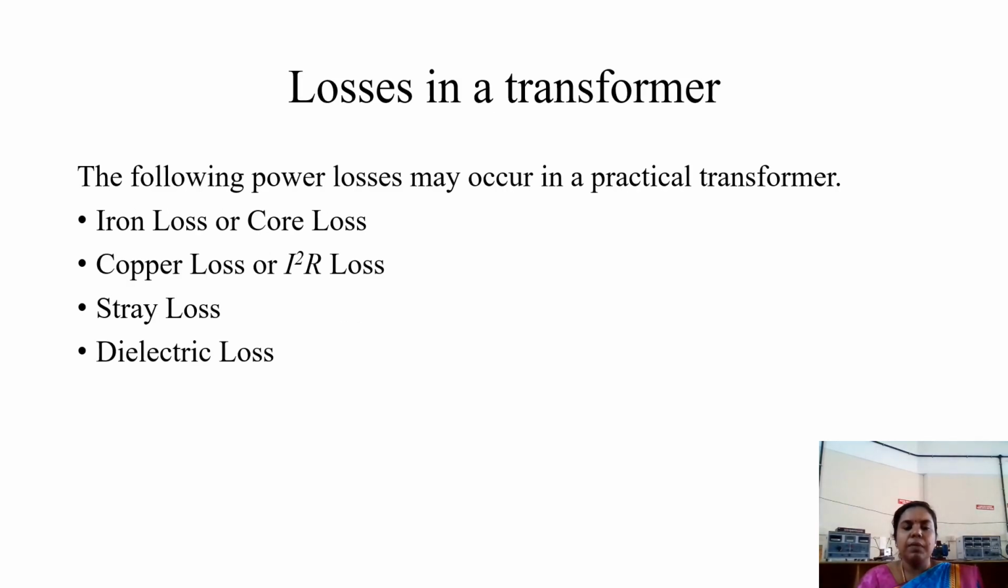Whatever the device may be, there will be some losses. So in a transformer also we have some losses. These are the four different losses which occur in a transformer. The first one is iron loss, which is also called core loss. The second one is copper loss, also called I square R loss. The third one is stray loss, and the last one is dielectric loss. So these four are the losses that occur in a transformer.